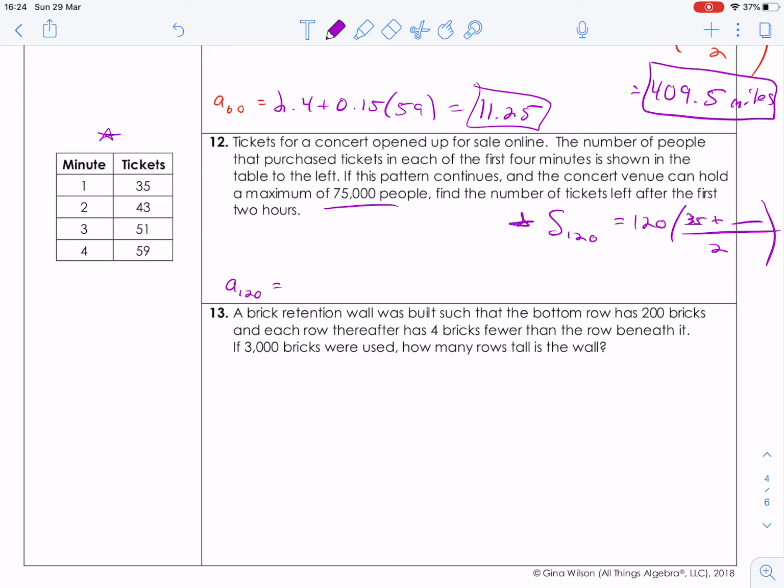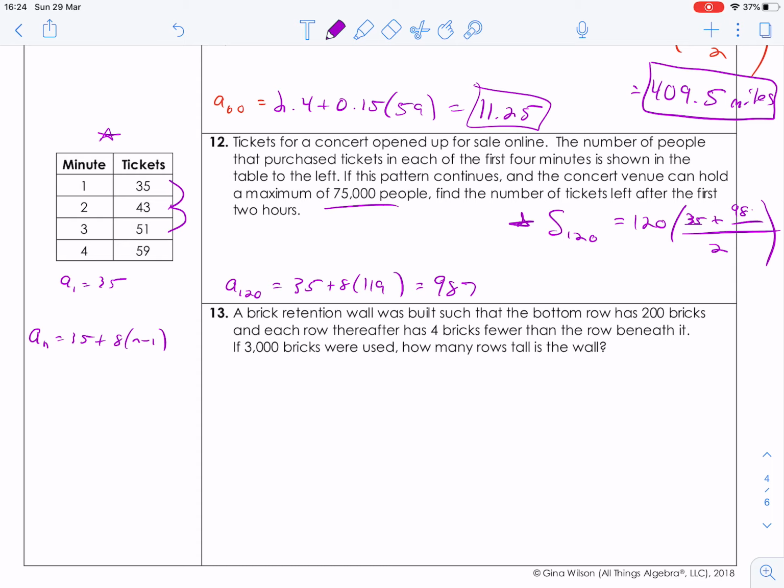So let's do it with 120. Don't know yet. We do know A of 1. A of 1 equals 35. We did that. So our formula here is going to be A of n equals 35 plus the difference. What's the difference? Goes up 8. And then we do 35 plus 8 times n minus 1. And in this case, n minus 1, or 120 minus 1, is 119. And that's going to give us 987.